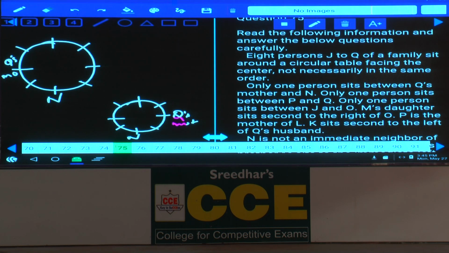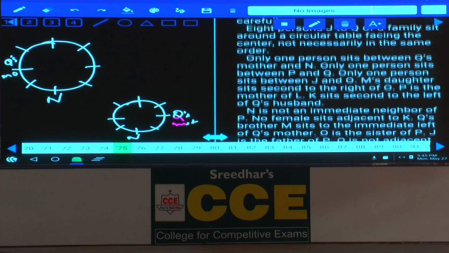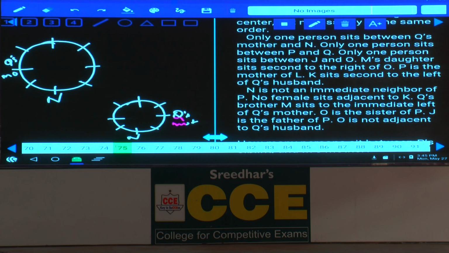Only one person between P and Q. As of now we do not know where P and Q are, hence we cannot take this one. Only one person sits between J and O. For J and O, there is no information. M's daughter sits second to the right of O. Now M is having a daughter. Clear? M's daughter is seated second to the right of O.